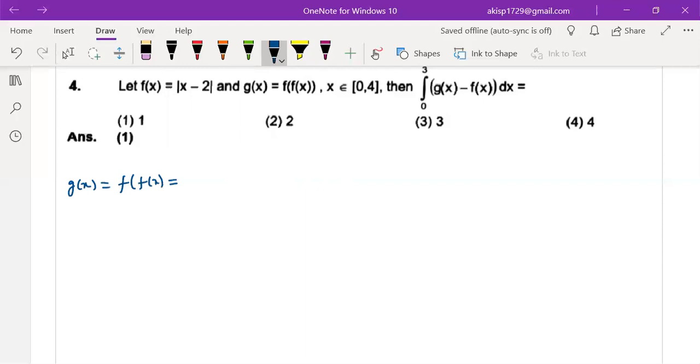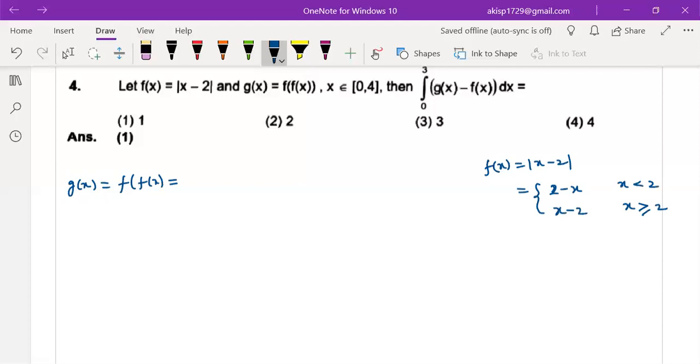But clearly f(x) is defined to me as mod x minus 2. So what is f(x)? I know that it is going to be the negative of this, 2 minus x, if I take x less than 2, and it is going to be x minus 2 if x is greater than or equal to 2. We can put equality anywhere, so let us put the equality here. So what is f of f(x)?